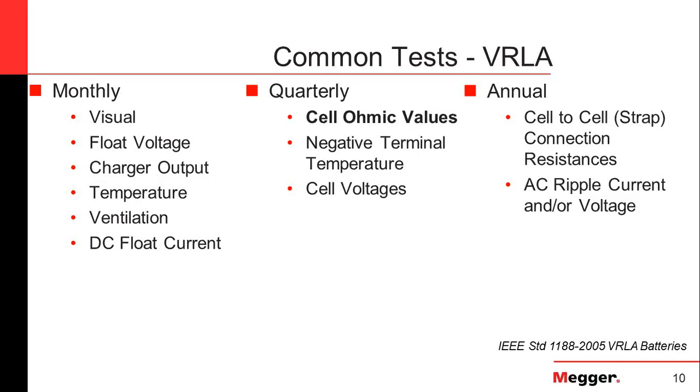You'll also notice, with regards to the cell ohmic values, they've now moved from the annual column, and they're no longer optional. They're now in the quarterly column, and they're no longer optional. That goes back to a statement I mentioned earlier that, generally speaking, valve-regulated lead-acid batteries are not as stable as your vented lead-acid batteries, and so these cell ohmic values become a very valuable trending tool for you.